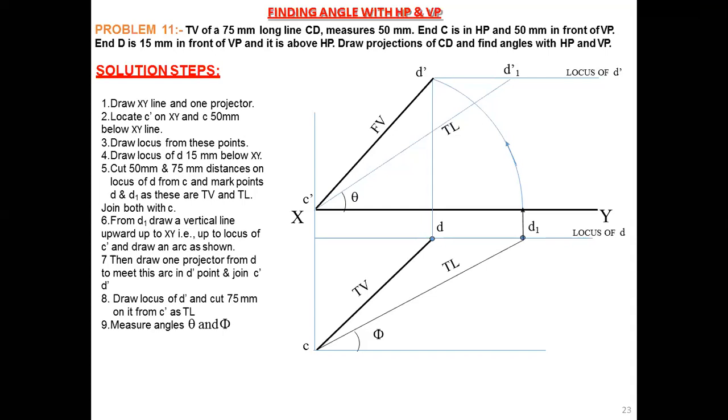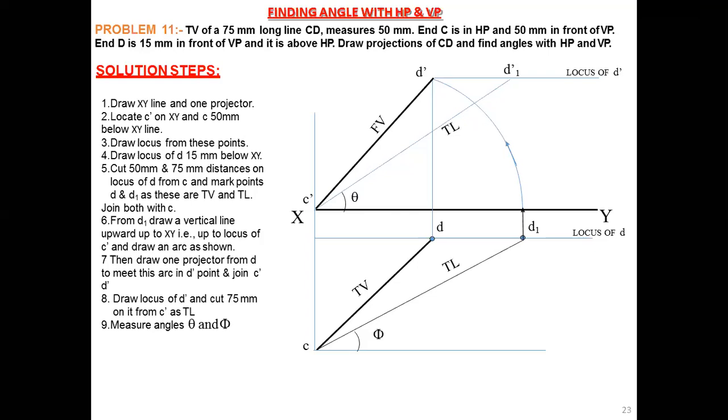Top view of 75 mm long line CD measures 50. Okay. Then end C is in HP and 50 mm in front of VP. End D is 15 mm in front of VP. In means on XY line.